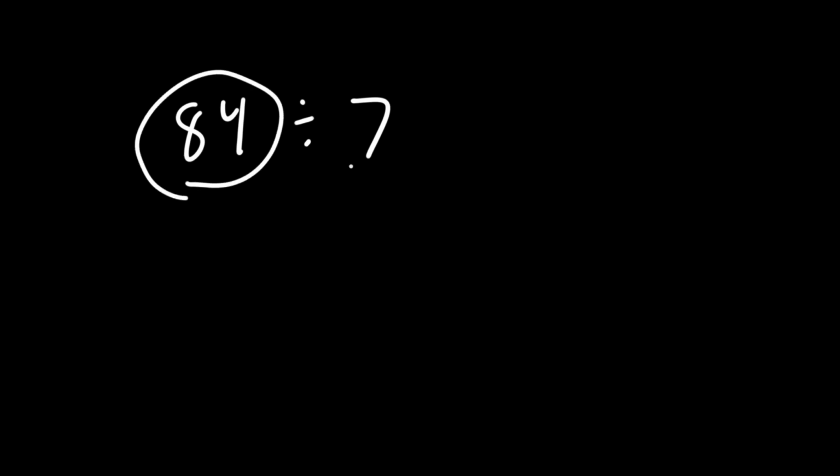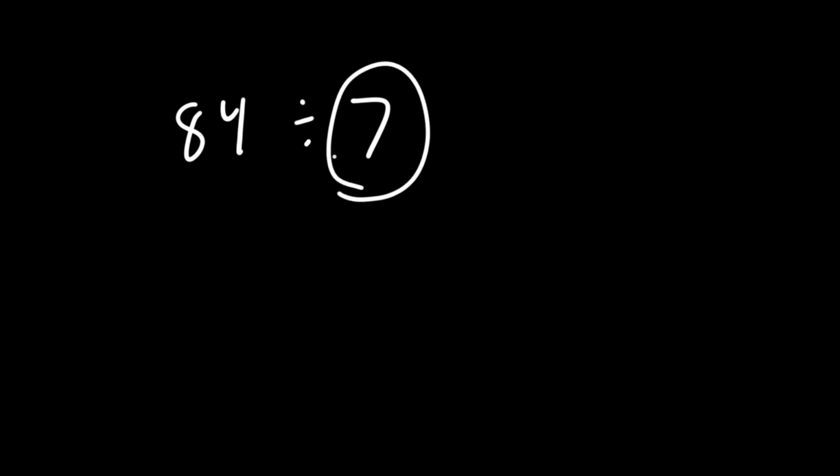Now let's do one more problem. Let's do 84 divided by 7. Feel free to pause the video to try this problem on your own. And feel free to work it out on a piece of scratch paper. Now, 84 is the dividend, and 7 is the divisor. So let's put the dividend 84 here, and the divisor 7 here.